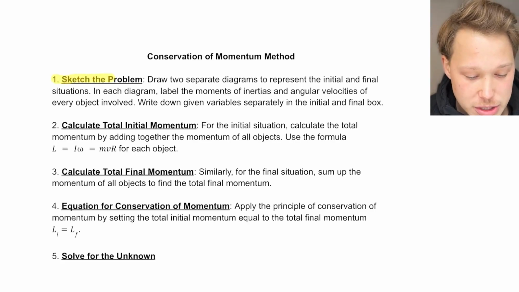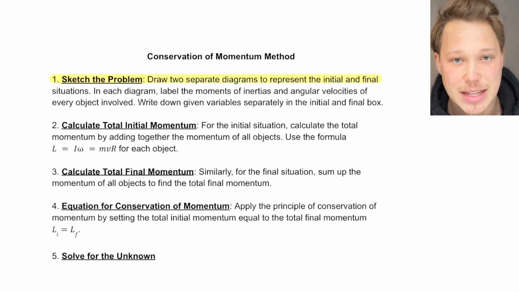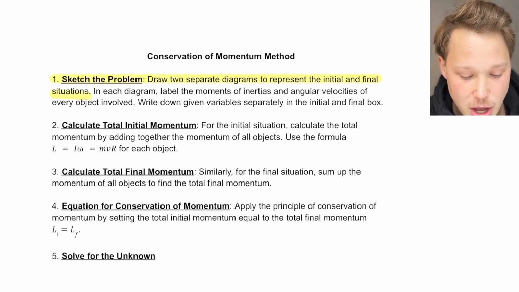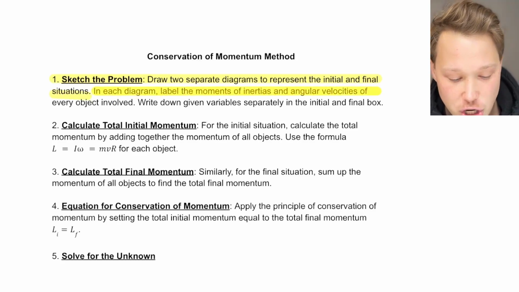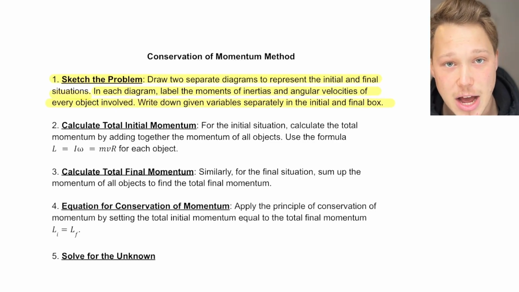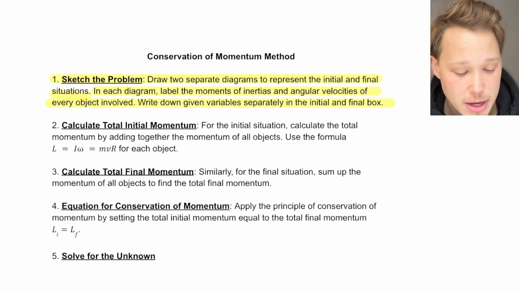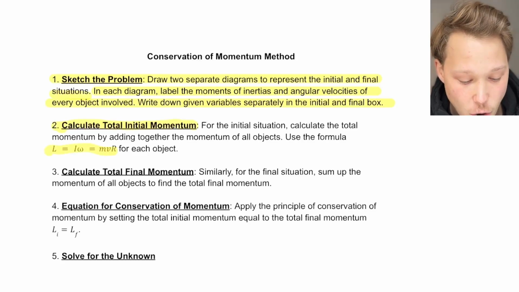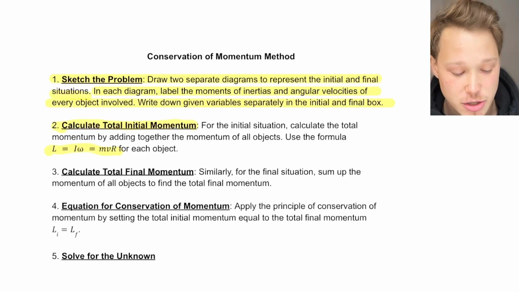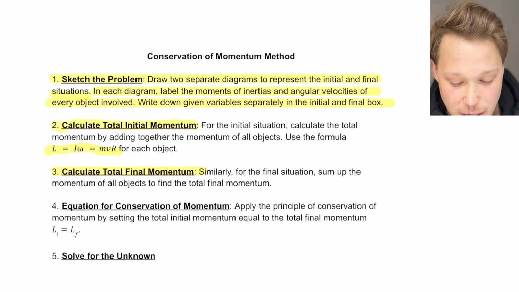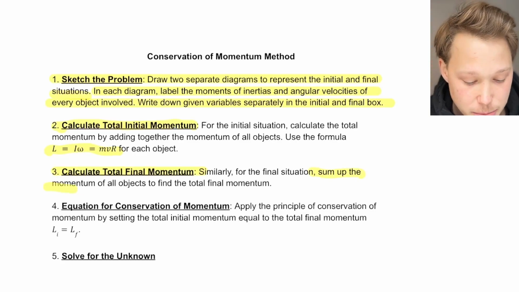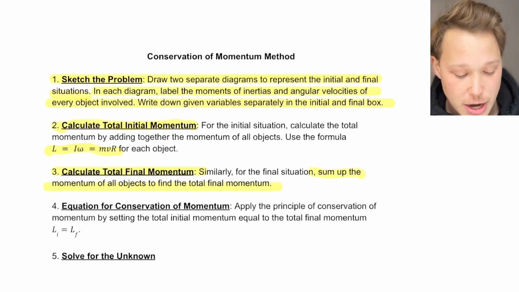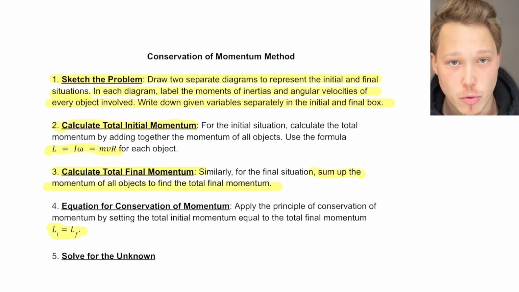So first, we always sketch the problem. We represent the initial and final moments. We label the moments of inertia and angular velocities omega. So basically, sketch the problem and write down all the I's and all the omegas given. Then we calculate the total initial momentum by adding all the momenta of the objects involved. We calculate the total final momentum. If there are multiple objects, we sum all of them together, set them equal to each other, and solve for the unknown.